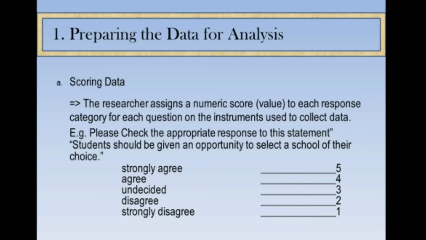One question might be, students should be given an opportunity to select a school of their choice. To analyze the data, you will need to assign scores to responses such as 5 means strongly agree, 4 means agree, 3 for undecided, 2 for disagree, and 1 for strongly disagree. Based on these assigned numbers, the parents who check agree would receive a score of 4.